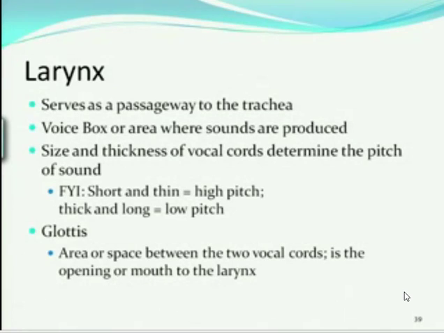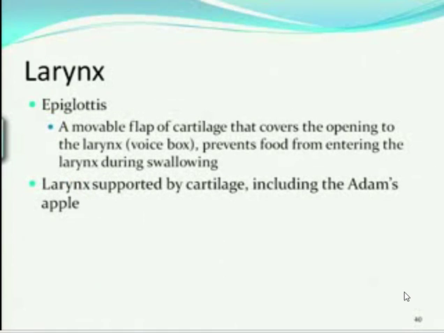Glottis is the mouth. It's the opening to the voice box. It's the area or space between those vocal cords. Epiglottis, literally over the glottis. It's that movable flap of cartilage that covers the voice box when we're eating. But again, sometimes we try to eat and talk at the same time, and sometimes we aspirate food. It gets sucked into the lungs because the epiglottis did not get a chance to close.